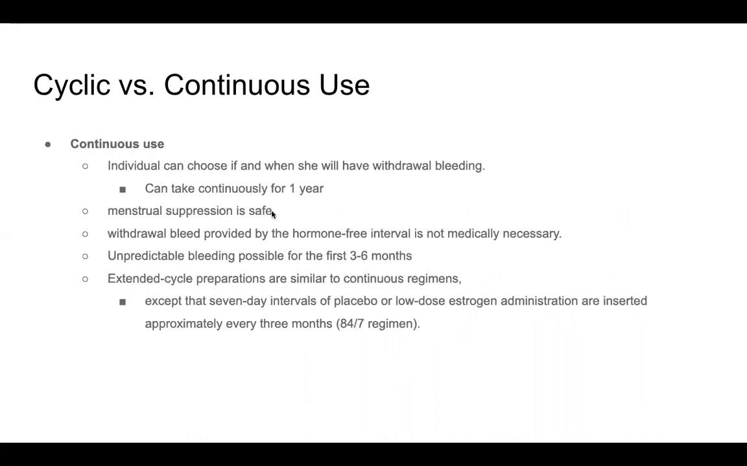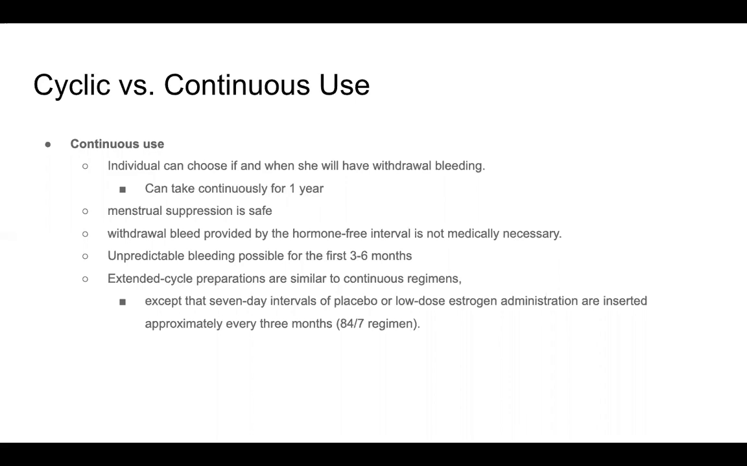So then you have your continuous, which is taking a hormonal contraceptive every single day for up to a year. And so you can, if you choose, not have any withdrawal bleeding whenever you would have your placebo pills, whether it's 4 days or 7 days. It's been found by research that menstrual suppression is safe. Withdrawal bleeding caused by the hormone-free interval, those placebo pills, is not medically necessary.